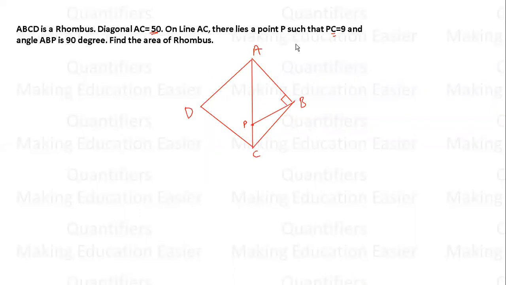Now students, how to find area of rhombus? We know that area of rhombus is half into product of diagonals. Now we already know one of the diagonals, right? So if we can find the other diagonal, we'll get the answer. PC is given 9.